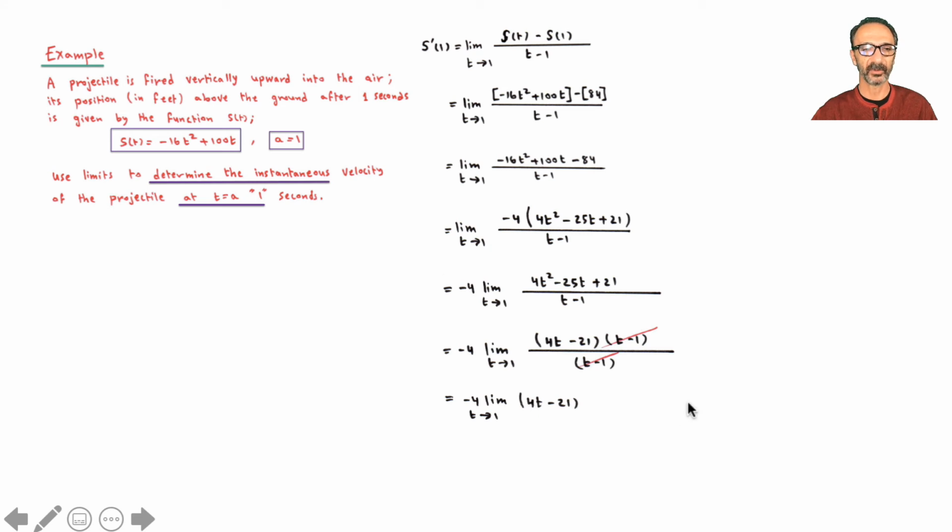4 times 1 minus 21. The minus 4 outside, we do not forget it. And this is minus 17. Answer is 68 feet per second. The position was given in feet and time in seconds, so the answer is feet per second. Okay, that's one benefit of the derivative applying the limit, which is called the instantaneous velocity.